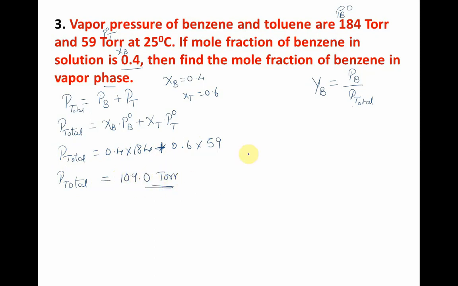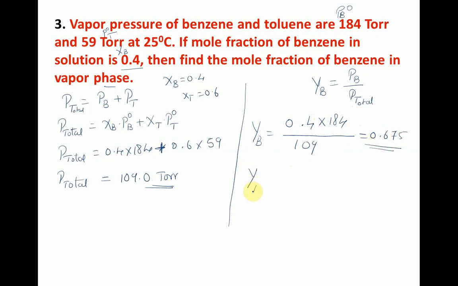Now I will calculate the mole fraction of benzene in the vapor phase, that is equal to PB by P total. How much? 0.4 into 184 divided by 109, that is equal to 0.675. Then the mole fraction of toluene becomes 1 minus 0.675, that is equal to 0.325. Hence the answer.